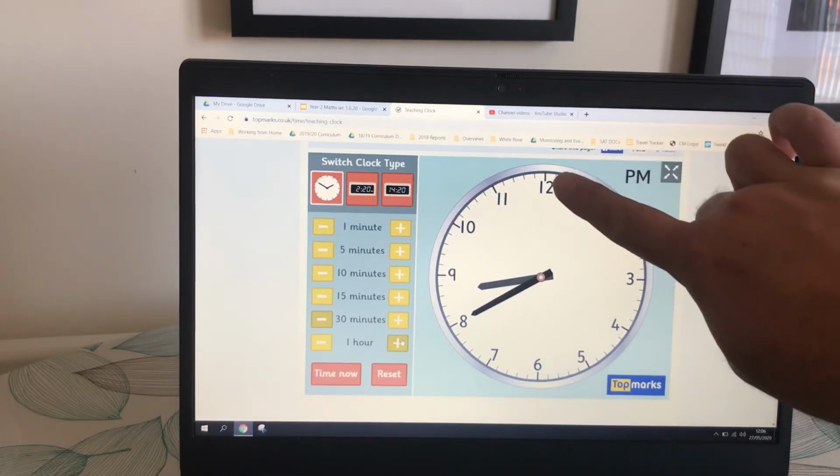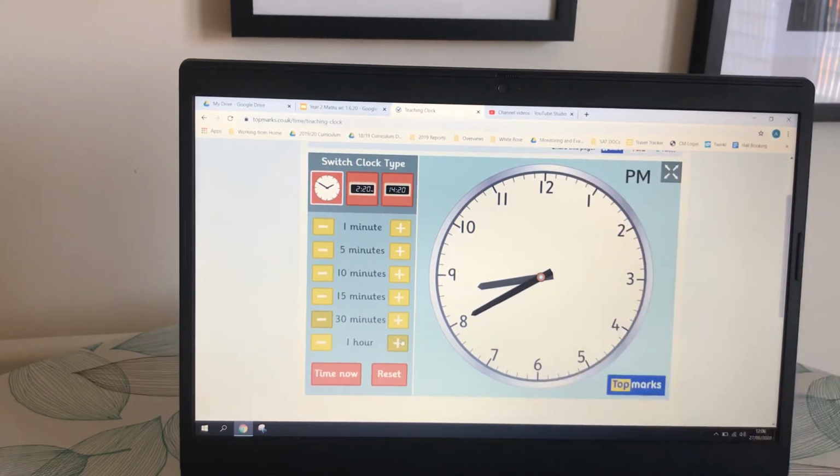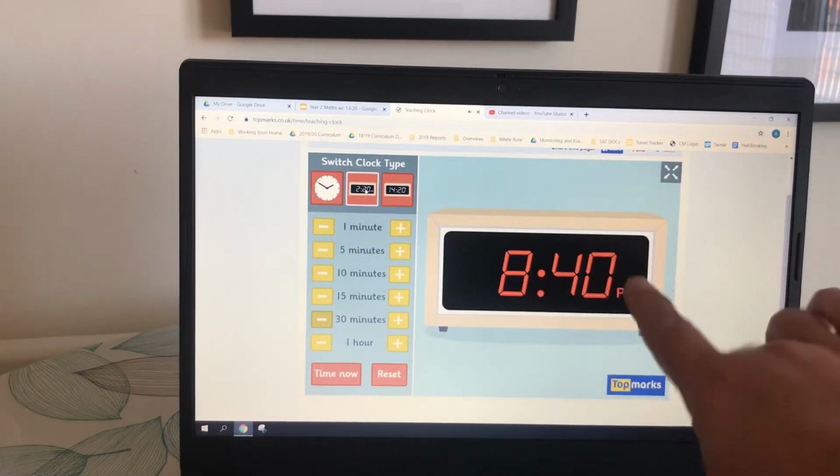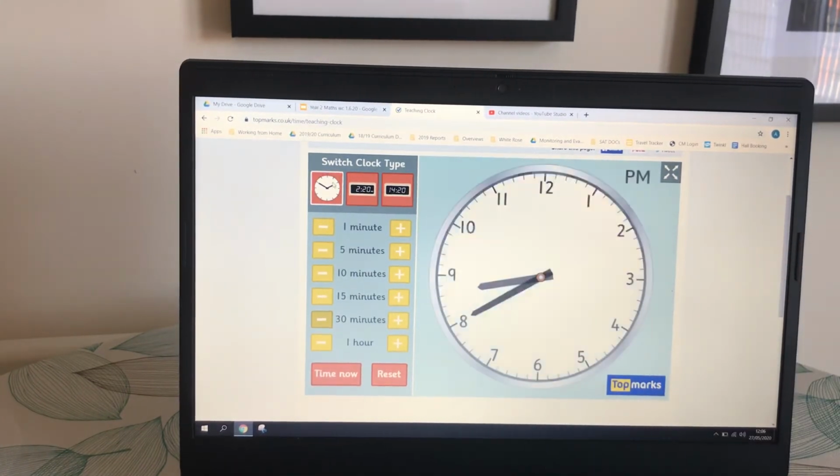Now, before we look at the digital clock, we know it's going to be 8 on the digital clock, and remember it's travelled 40 minutes round. So on the digital clock, it's 8:40. On the analog clock, we say 20 to 9. Okay, remember this is the most important one.